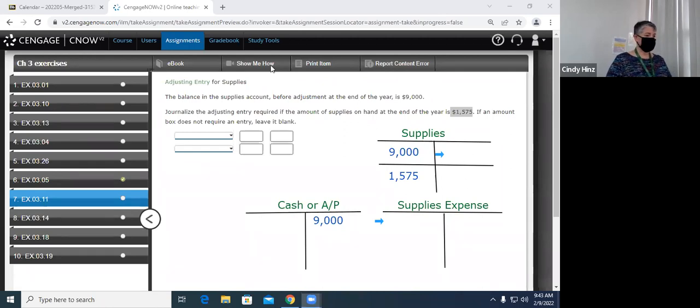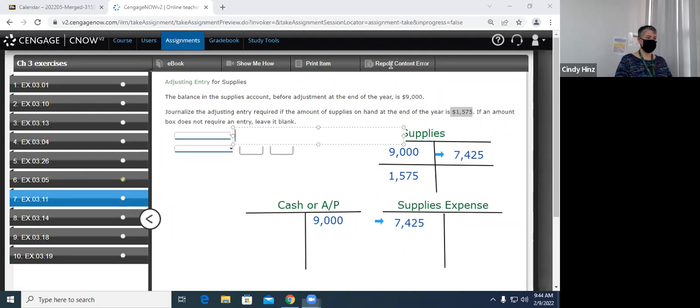So how much, anyone can feel free to answer this question. How much do we need to credit to the supplies account to bring the balance from the $9,000 that's currently in there down to the $1,575 that we know should be in there? $7,425 would bring that balance down to where it should be. And then we're going to debit that exact same amount to the supplies expense.